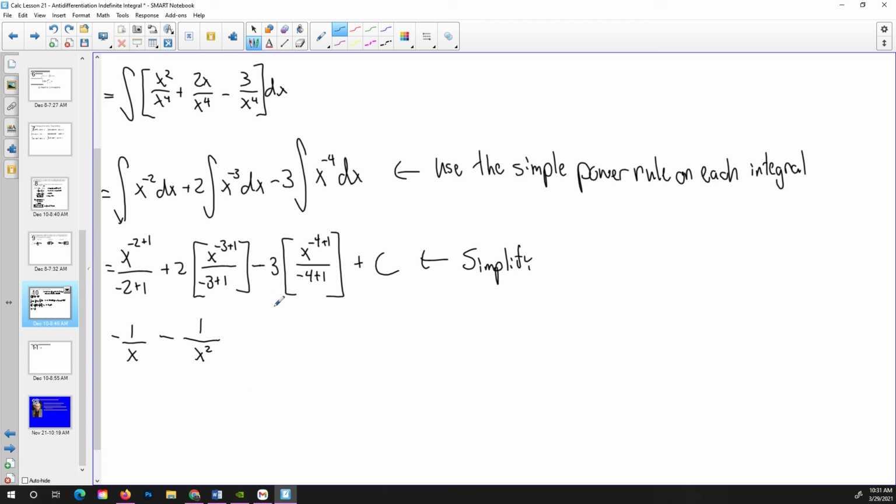Finally, I'll have x to the negative 4 plus 1, which is x to the negative 3, so I'll have x to the positive 3 on the bottom. Negative 4 plus 1 is negative 3. I have a negative 3 divided by a negative 3. That'll be positive 1, so this will become a positive. And then I'll have my plus c on the end, and we will put an equal sign, and put a box around that whole thing and call that finished.